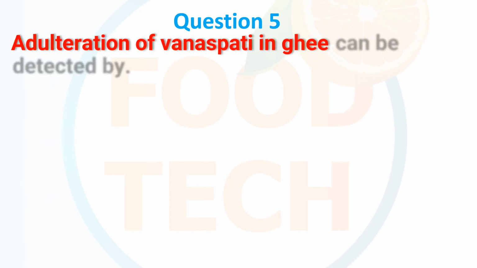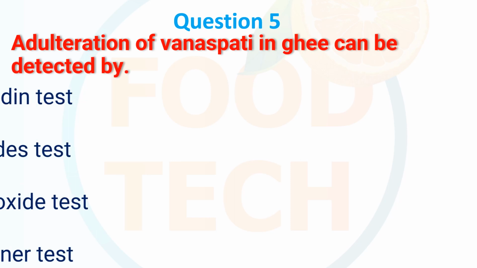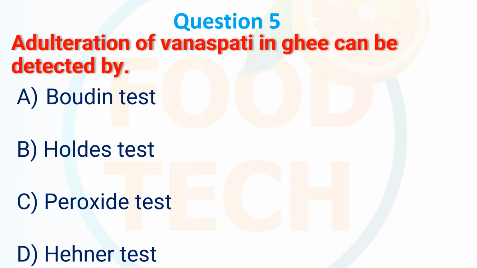Adulteration of vanaspati in ghee can be detected by: A. Baudouin test. B. Holdes test. C. Paradoxy test. D. Henner test. The answer is A. Baudouin test.